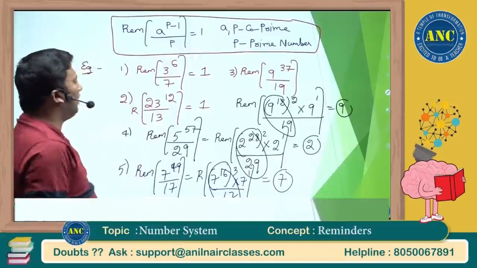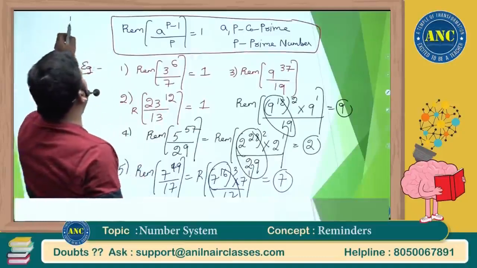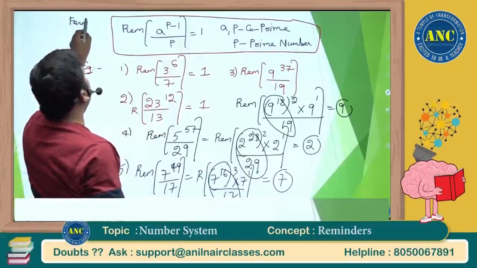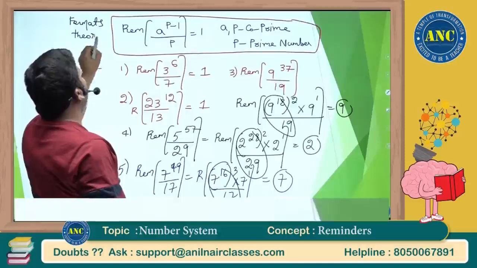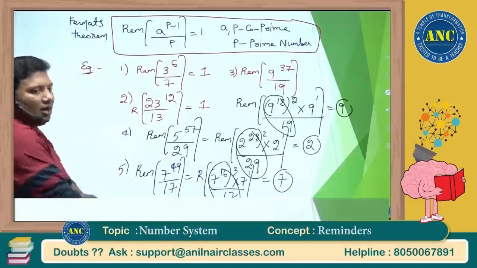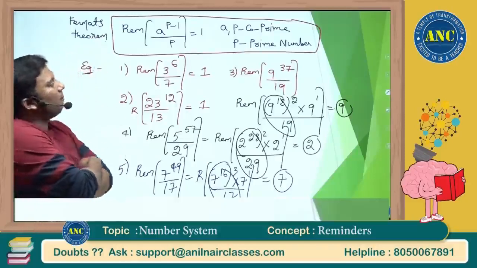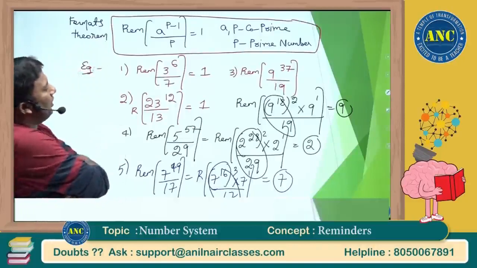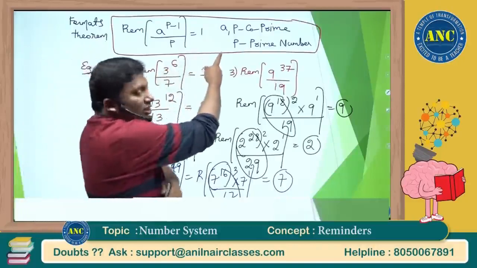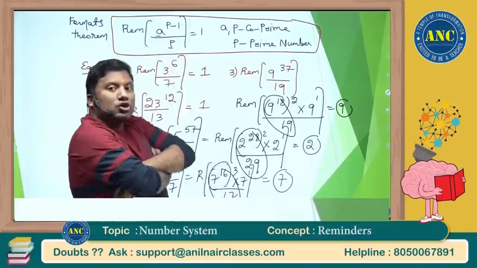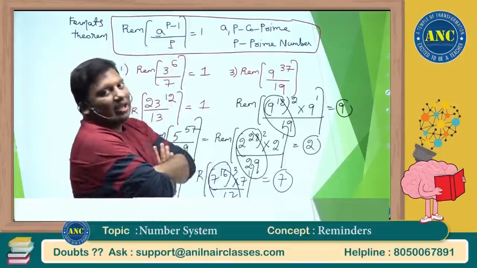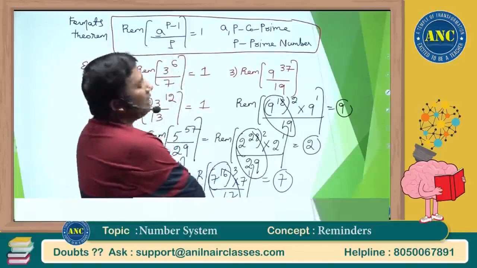Very, very important problems. This is popularly called Fermat's theorem. Remainder 1: a power p minus 1 divided by p is 1. Please make a note: the numerator base value and the denominator both should be co-prime to each other. A and p are co-prime to each other.